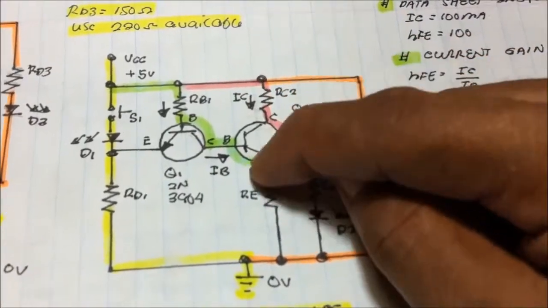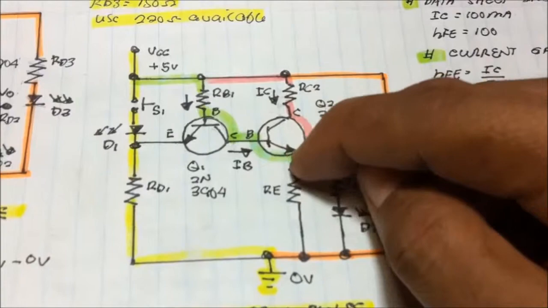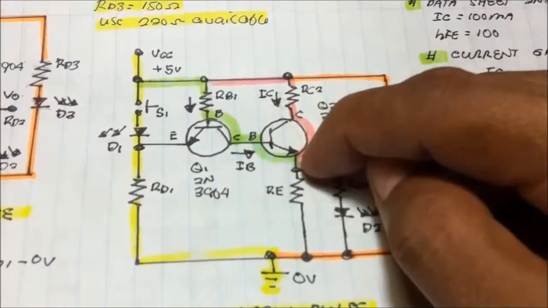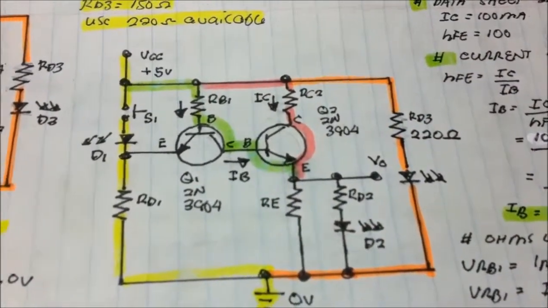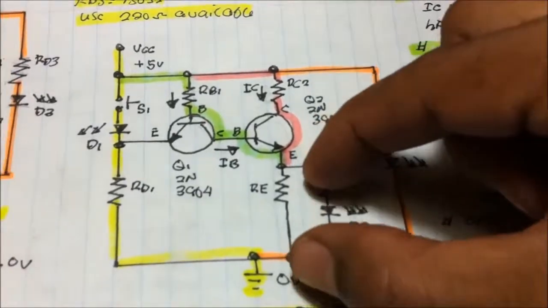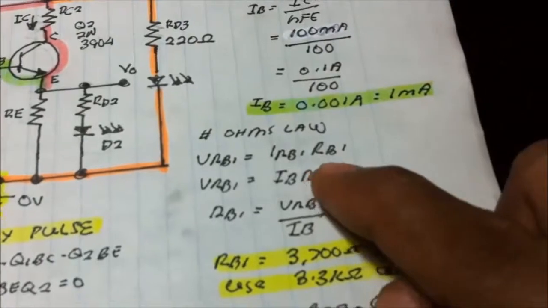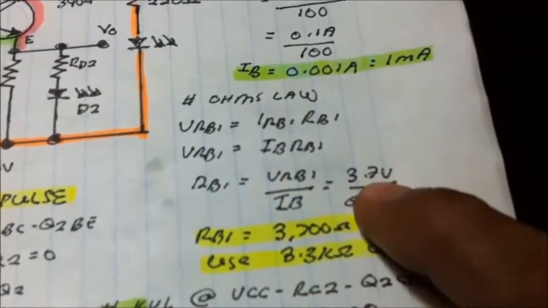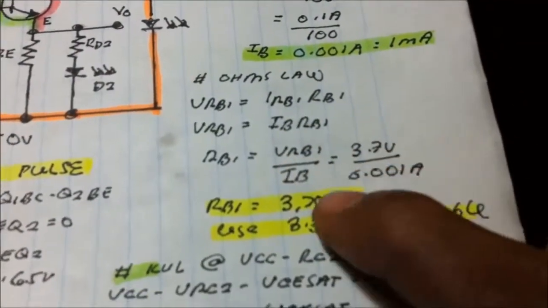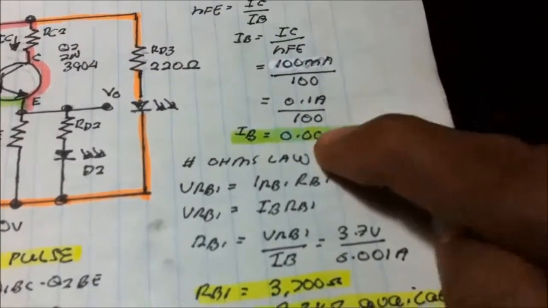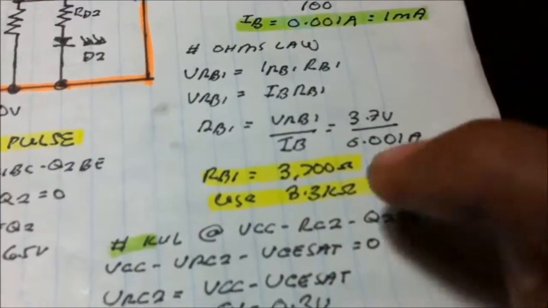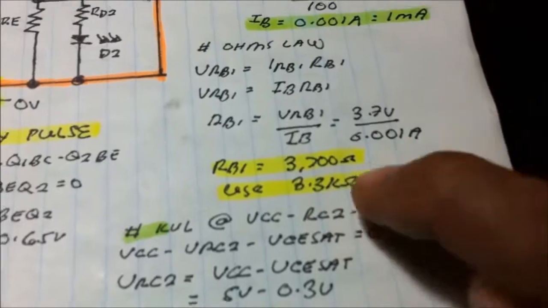Why did I compute it this way? Because this is still the input side of the circuit and this is the output side. We now know the value of the resistor here by using Ohm's law. We know the voltage drop at RB1 is 3.7, divided by 0.001. We got 3,700 ohms, so 3.3 kilo ohms.